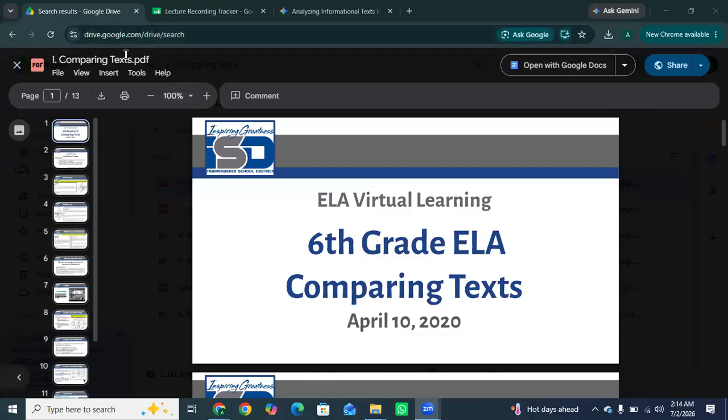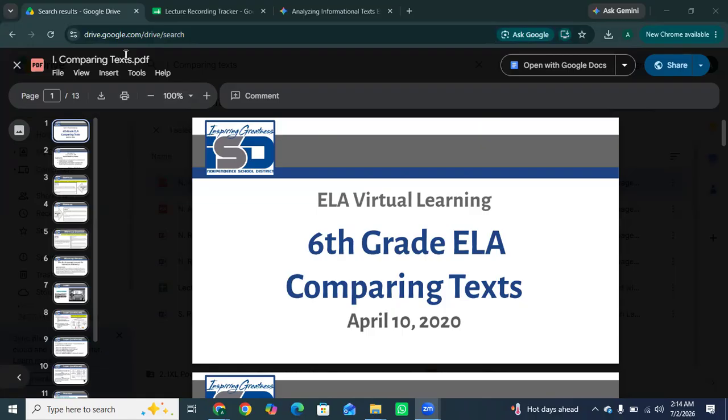Hey students, so today we are going to discuss the topic of comparing text. In this class you will be able to look at two different authors writing about the same event and explain how they tell the story differently. Comparing and contrasting, you will also practice writing your answer in clear and complete sentences.